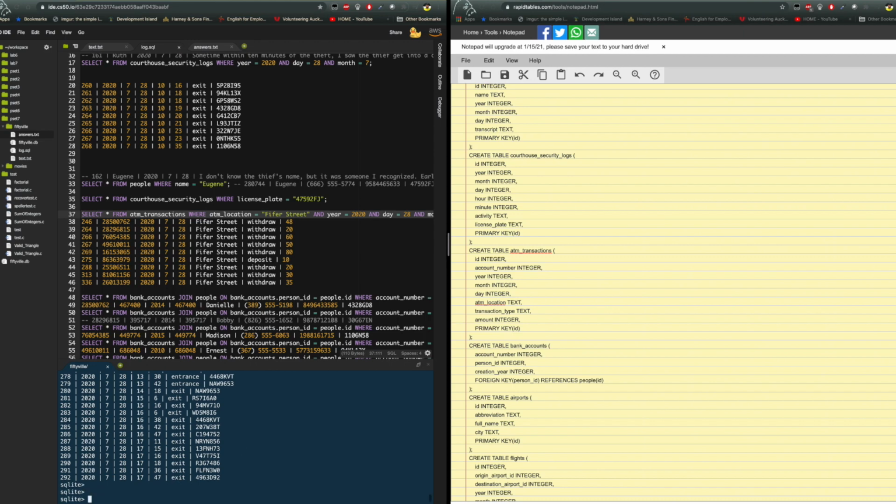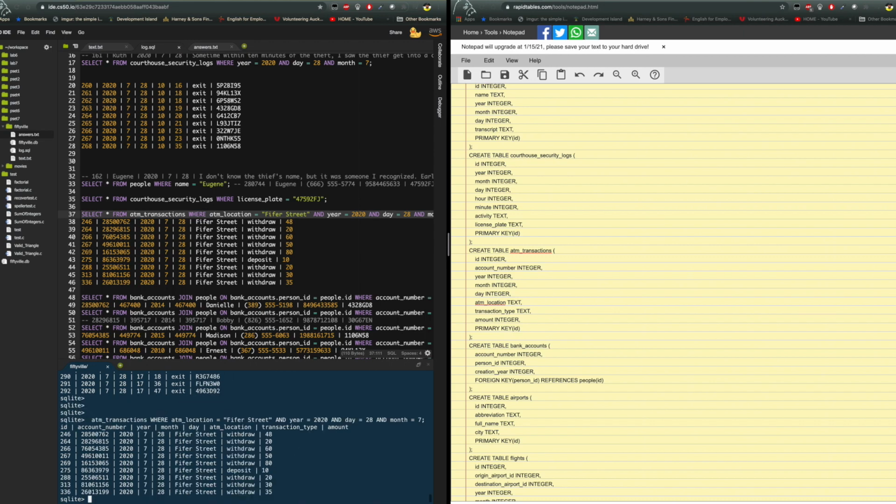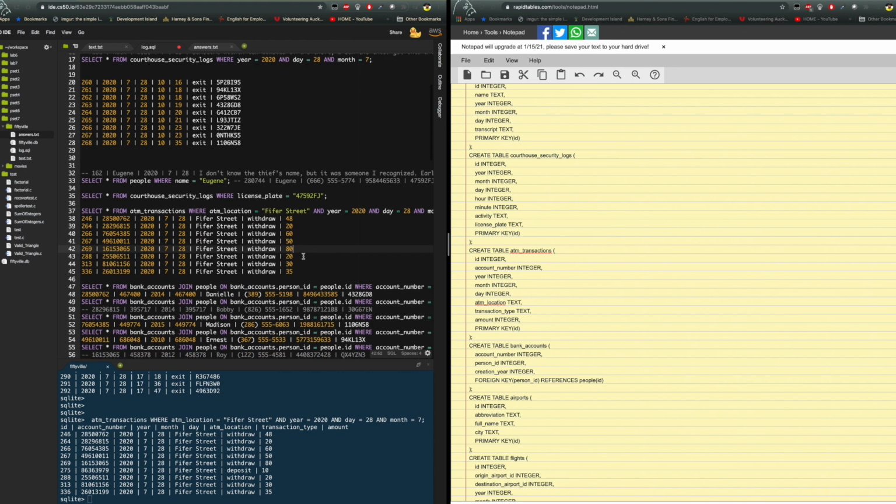Let's skip a little bit to see. That's what happened on Pfeiffer Street. There are not many transactions, so I copied all of them, and we don't need deposits. Basically, those are all the withdrawals. And we don't know what the time is. If we had the time, this would be easier, but we have account numbers.